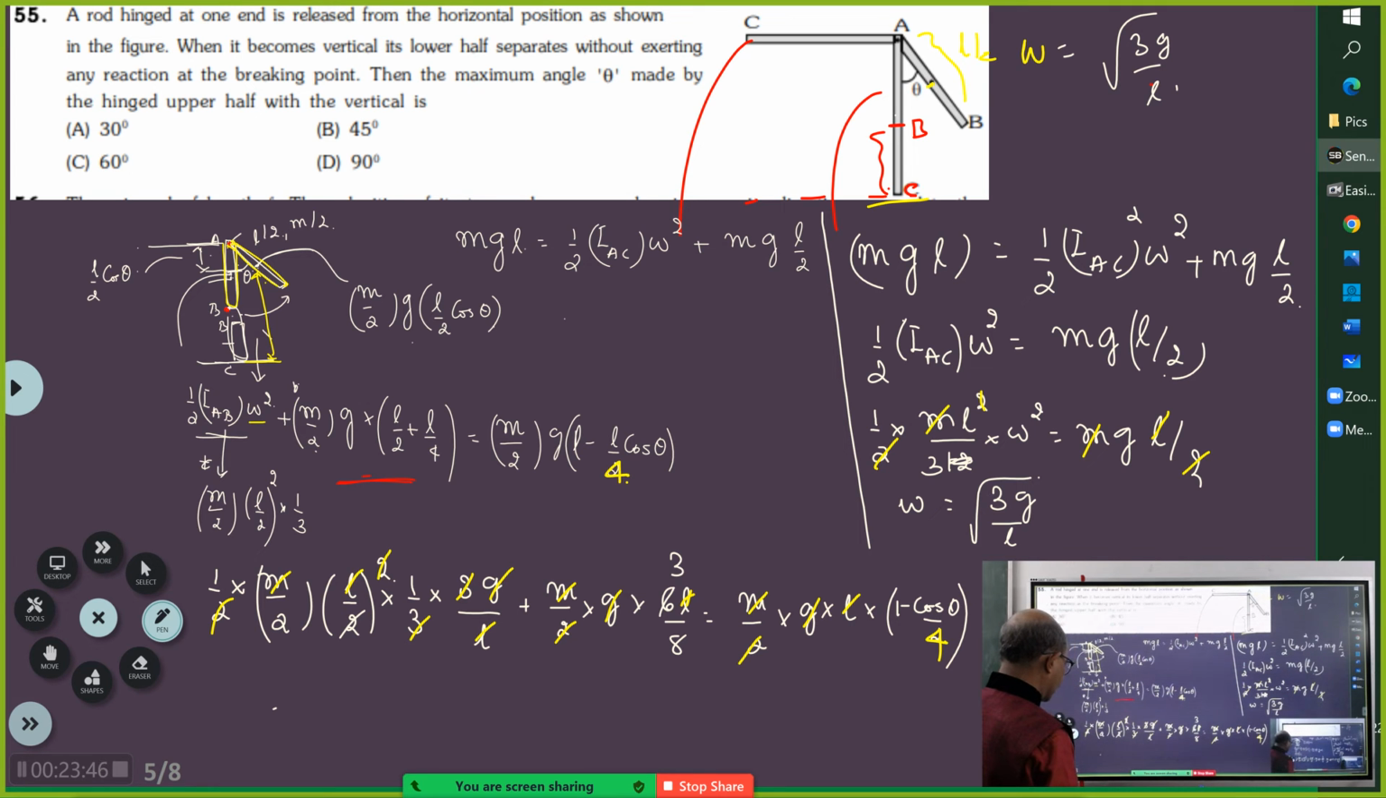Okay, we have made all the cancellations here. So on the left hand side, we are left with 3 in the numerator and 16 in the denominator.